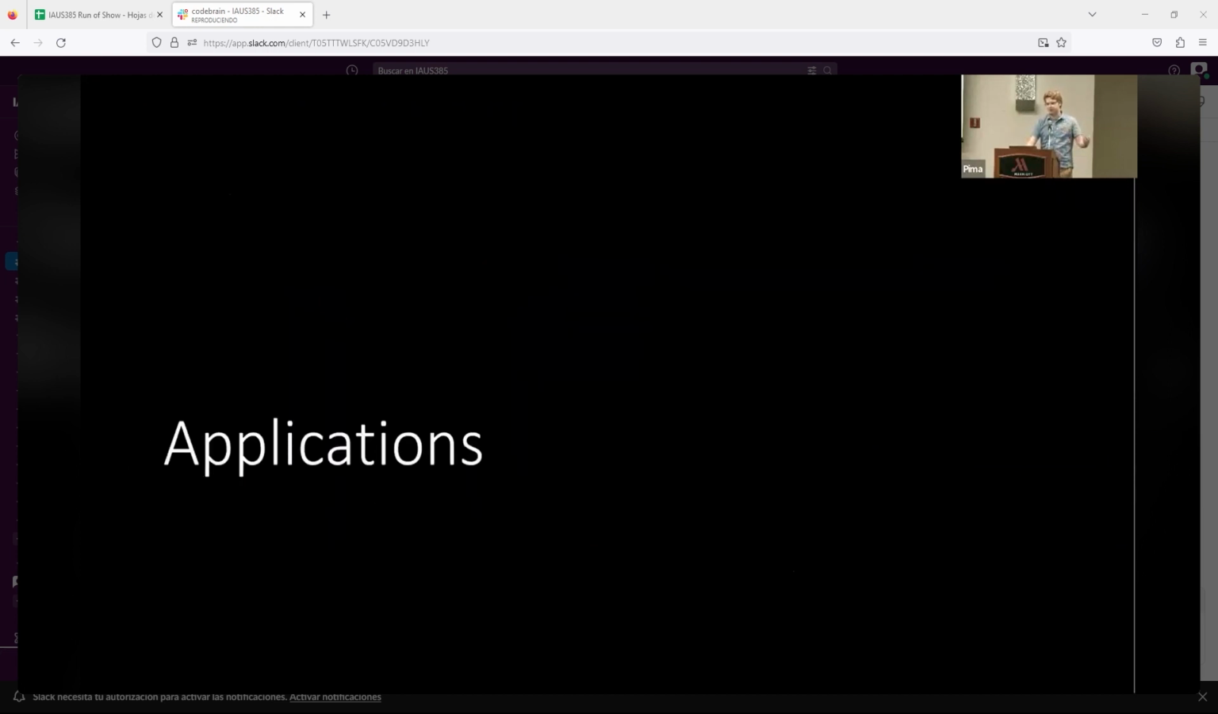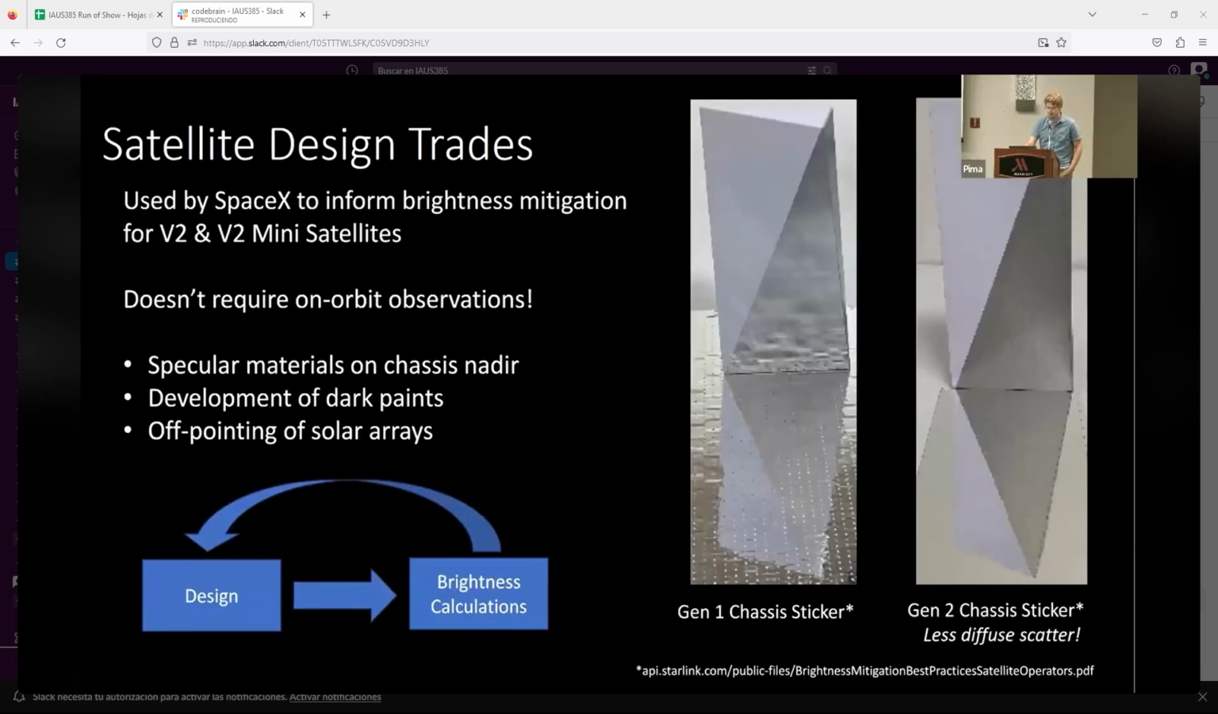So that brings me to some of the applications of this paper, which aren't fully thought out. But one that I'm really excited about is trading satellite design where brightness is a constraint. SpaceX actually used this computational technique to inform brightness mitigation for their V2 satellites. And what's really great about this is that, unlike any of the other satellite brightness modeling attempts I've seen, we don't require any on-orbit observations. So you can get this feedback loop where you're going from design to brightness calculation and back without ever sending a satellite to space.